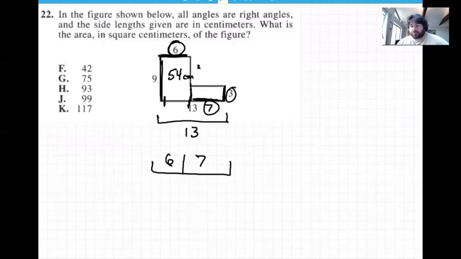So 7 by 3, length times width, is going to give us 21. Add them up, you get 75 centimeters squared. So answer choice G is the correct answer.